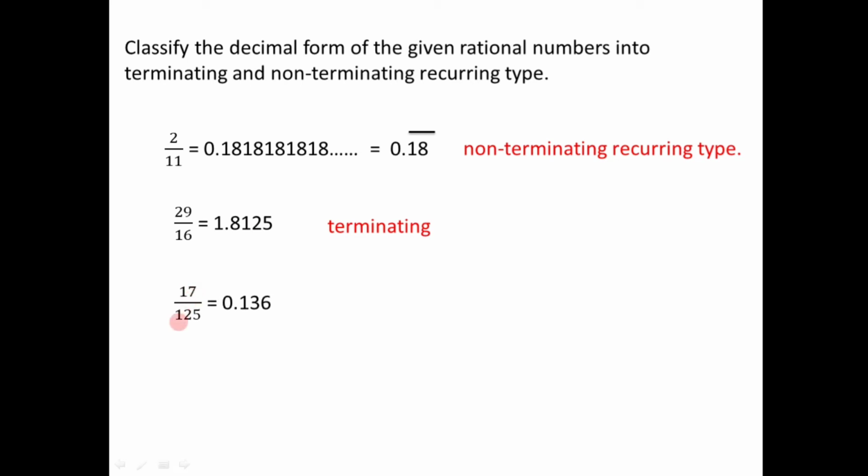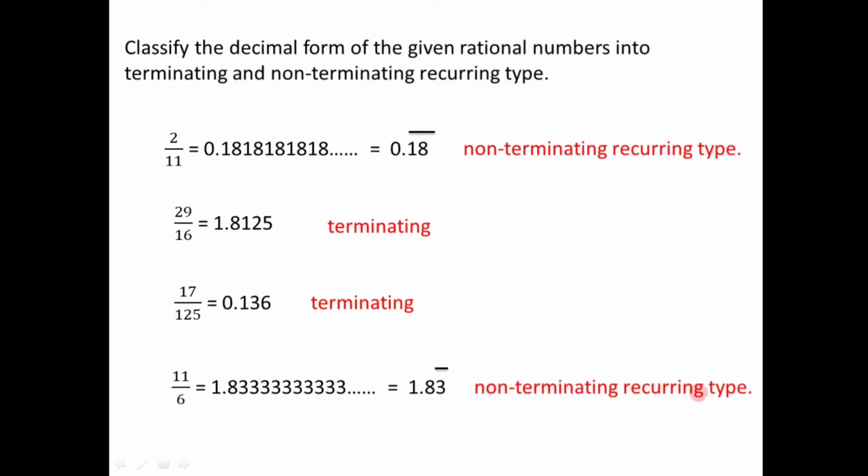Let us have 17 divided by 125. If we divide 17 by 125 by the actual division process, we get 0.136. So here also the division process ends. That's why this form is again terminating type. If we have another example, 11 divided by 6, we get the answer 1.8333 and so on. So here the digit 3 is repeating again and again. So we get the decimal form of 11 by 6 as 1.83 recurring. Here the digit 3 is recurring. That's why this decimal form is of non-terminating recurring type.